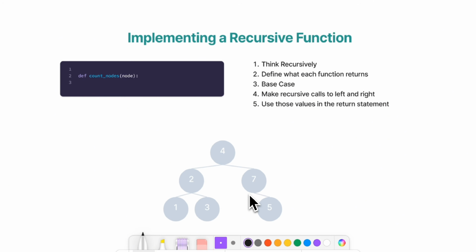So if we're thinking recursively, what I like to do is pick a node in the tree and then ask myself, okay, what do I need from my left and right subtrees in order to solve my problem? Remember, I'm trying to count the number of nodes in this tree. Okay, so if I know that there are 3 nodes in my left subtree, 1, 2, 3, and I know that there are 2 nodes in my right subtree, well, I can just take those 2 values and add 1 for my node to get 1 plus 2 plus 3 for a total of 6.